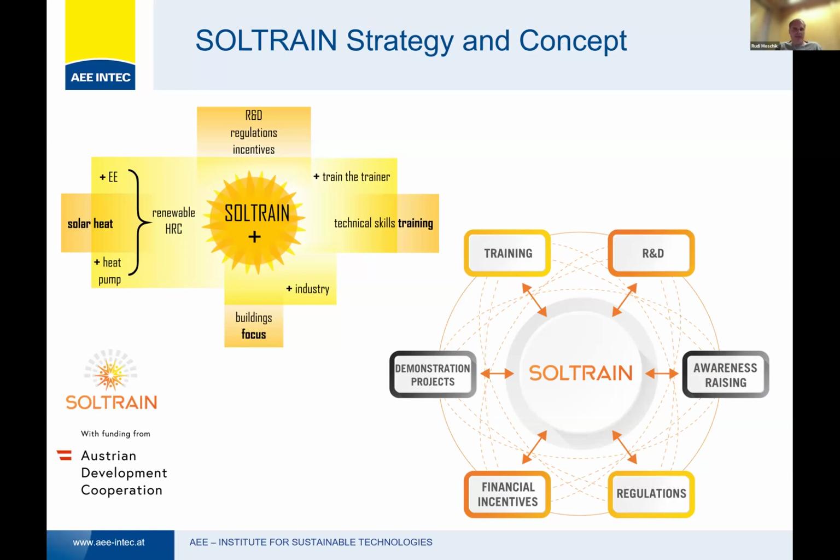In this current phase, SolTrain Plus, we now have in addition some new topics. On the one side, this is the combination of heat pumps and energy efficiency with solar thermal. And our strong focus is on training activities for trainers and instructors and for industry.